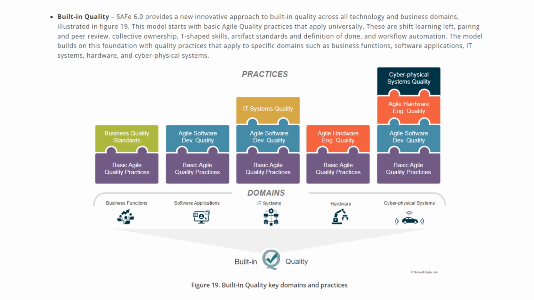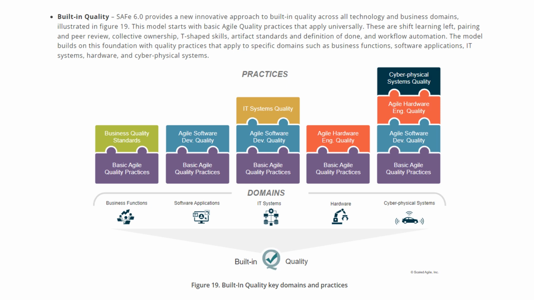The model builds up this foundation with quality practices that apply to specific domains such as business functions, software applications, IT systems, any other systems, right? So this is how the practices of built-in quality are being embodied here. They embody basic agile quality practices and business quality standards. So for each of these domains, each domain will have its own pillar or its own tenet to be added here.